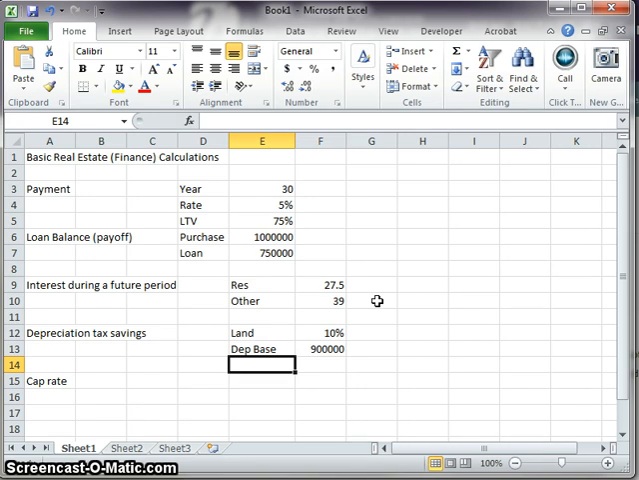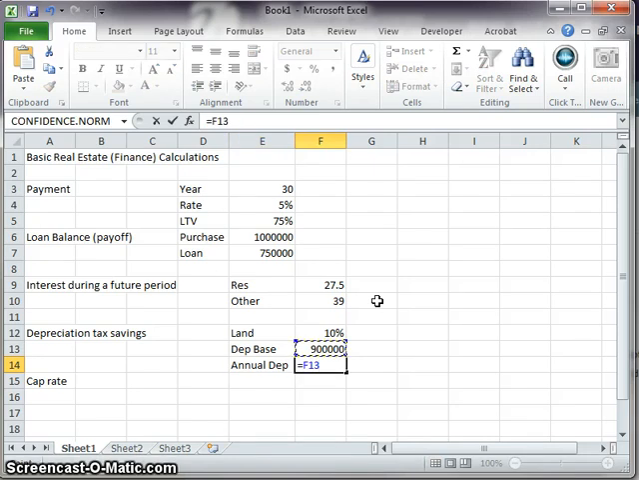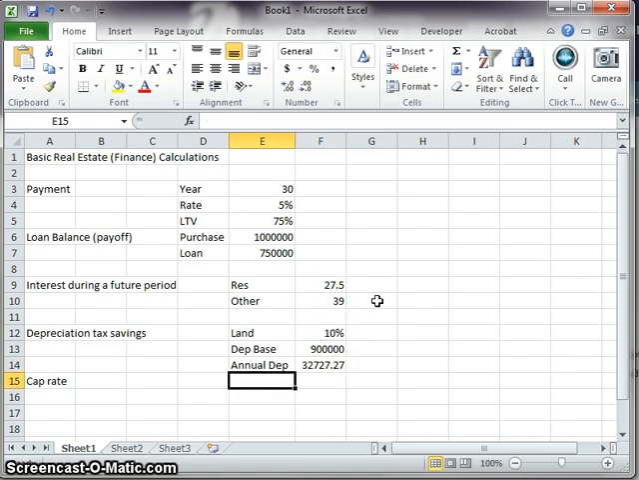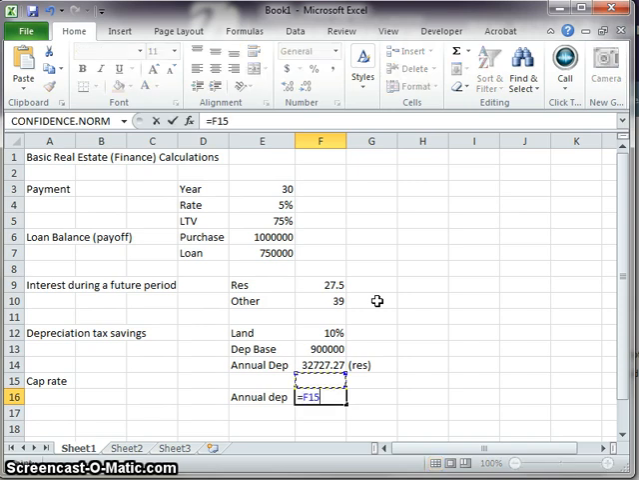And now our annual depreciation is going to be the $900,000 divided by 27 and a half years. So this is a residential. And we'll do another one down here, and we'll say the next one is going to be an office building. So it's going to be the $900,000 divided by our 39. That's the amount we can depreciate every year if it's office.